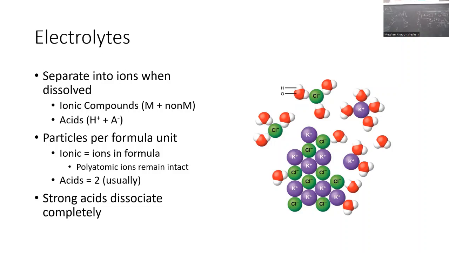Think about, instead of having HA as a molecule, we're going to have an H plus over here, and then everything else in the molecule over there. So it separates with charges, so we get ions. So acids are also electrolytes.